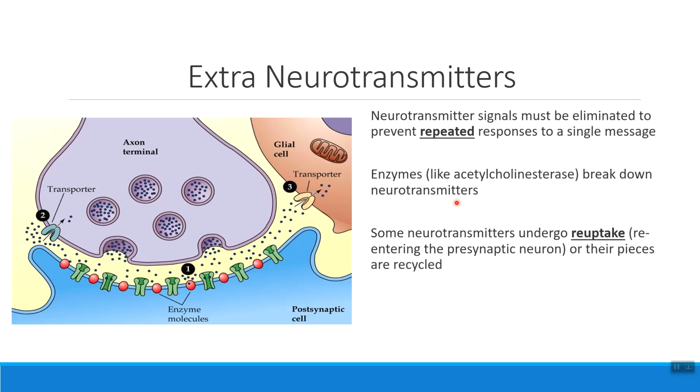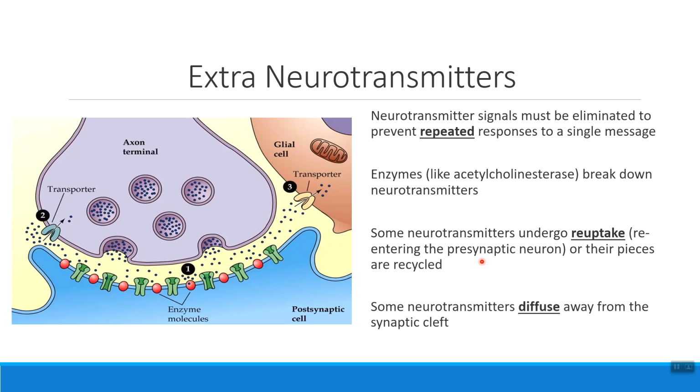The second way that we can get rid of extra neurotransmitters is a process called reuptake. Reuptake occurs when the neuron that spit out that message, the presynaptic neuron, actually grabs that message again. This saves the neuron some energy so it doesn't have to remake the message, and it also makes sure that it's not heard again so that the neuron only hears it once.